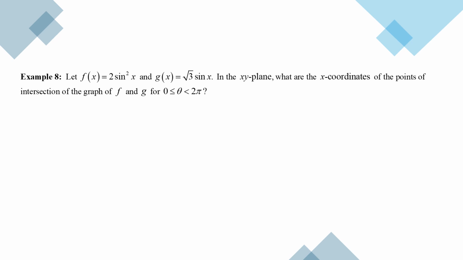If I'm asking for the x coordinates of the points of intersection, what does that tell you we're doing? We're doing what with f of x and g of x? We're going to set them equal to each other. If you're looking for the intersection, that means you're taking f and setting it equal to g. So we have 2 sine squared x equals the square root of 3 sine x.